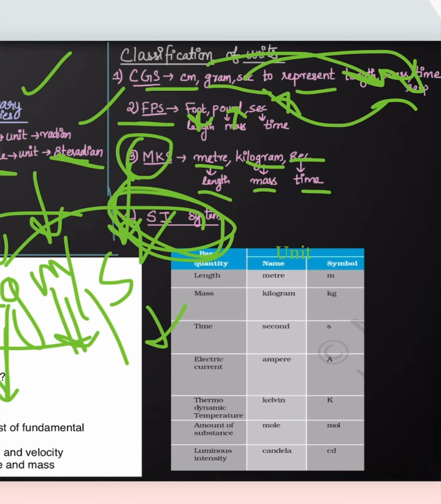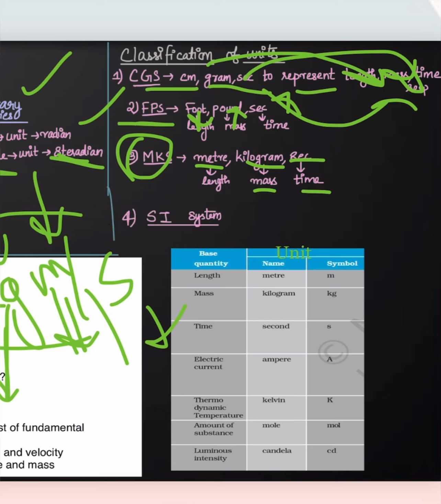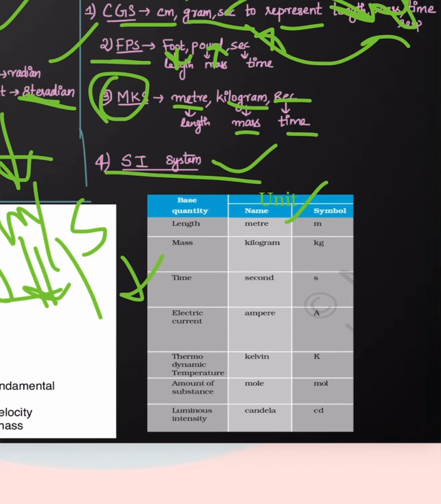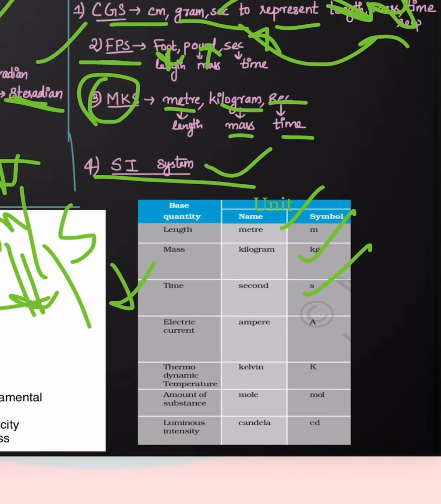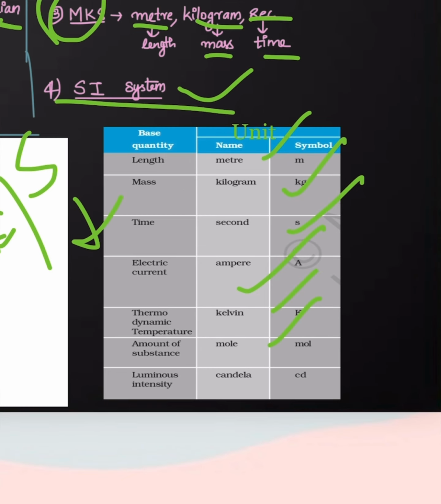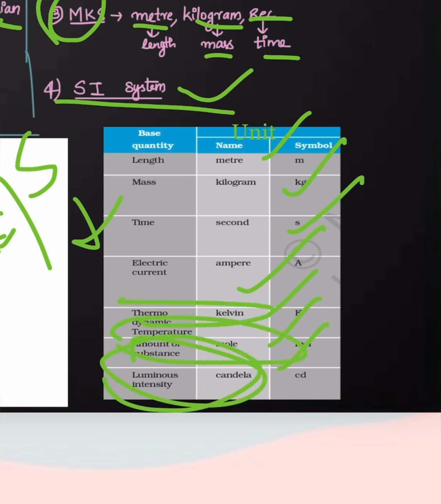Then comes the important system of units, that is the SI system of units, the Système International units. In the SI system of units, length is represented by meter, mass by kilogram, time by second, electric current by ampere, thermodynamic temperature by Kelvin, amount of substance by mole, and luminous intensity by Candela. Okay, we have to learn these. Amount of substance: mole, temperature: Kelvin, current: ampere.